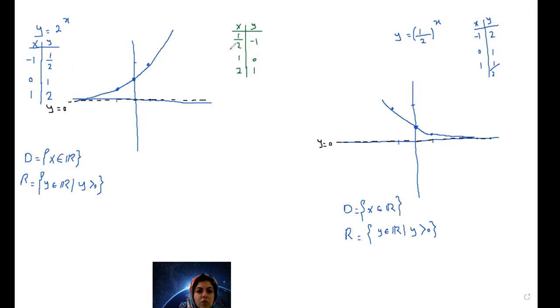Let's just graph it. 1/2, -1. So this is this point. 1, 0 is this point. 2, 1 is that. See if I connect these points.